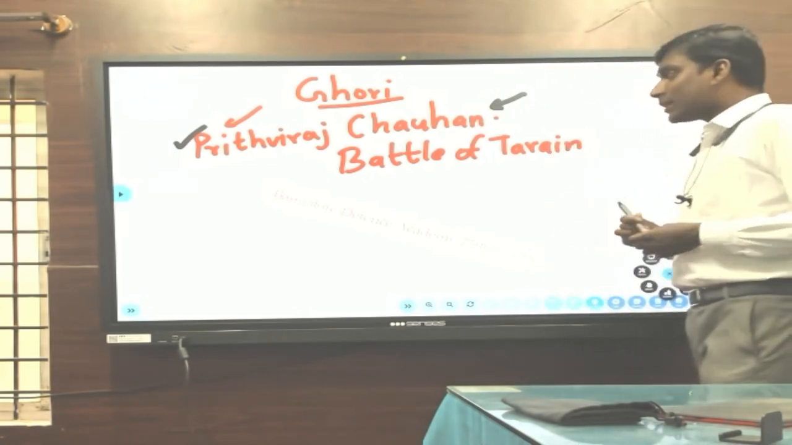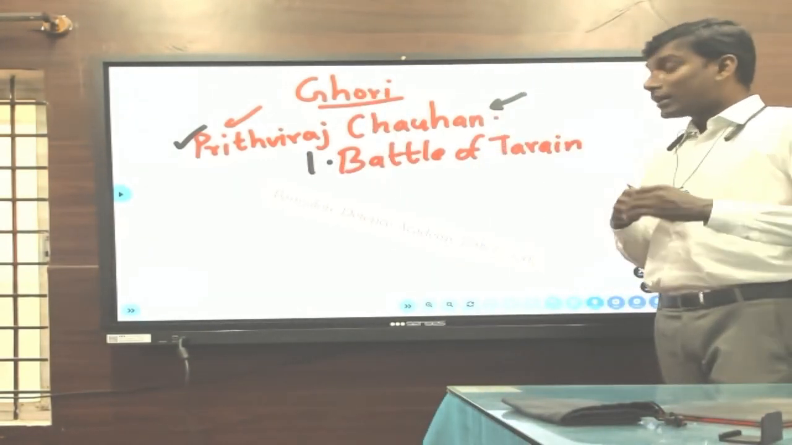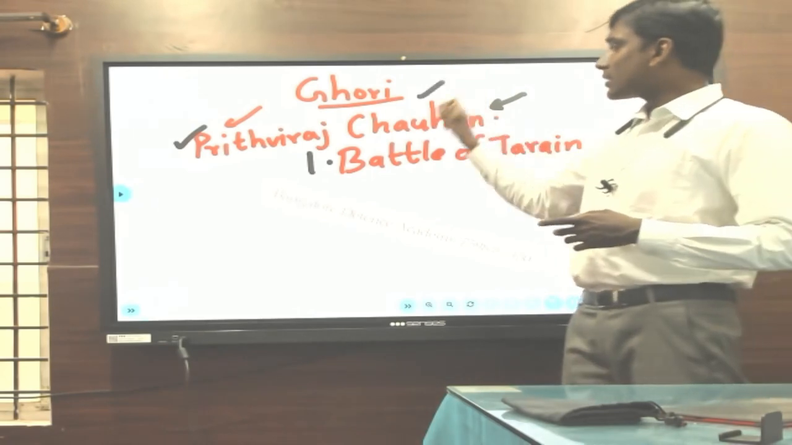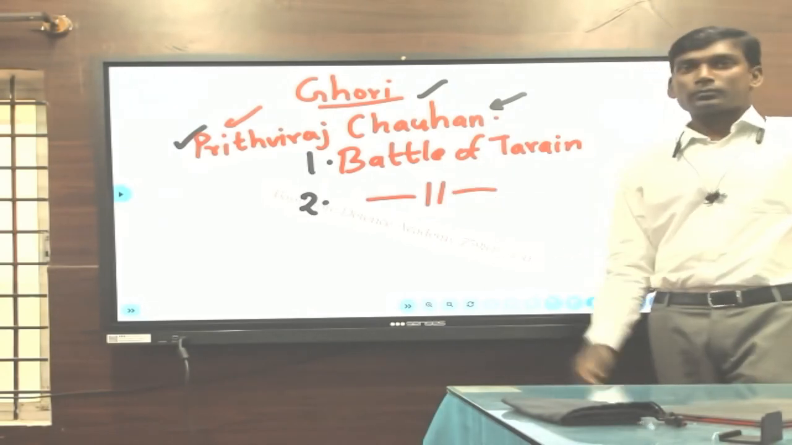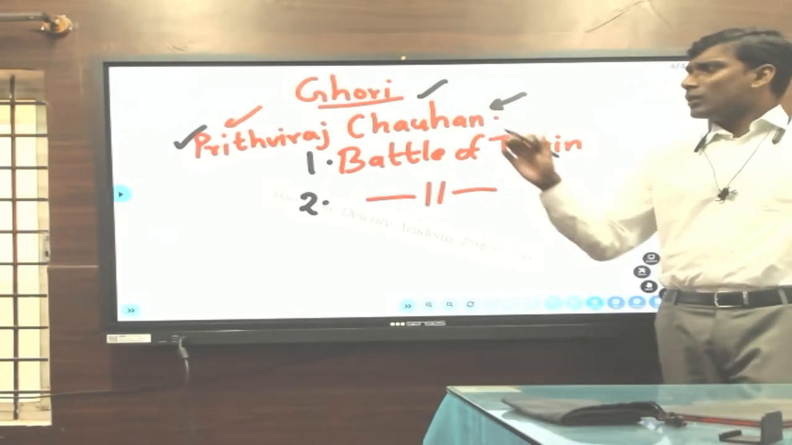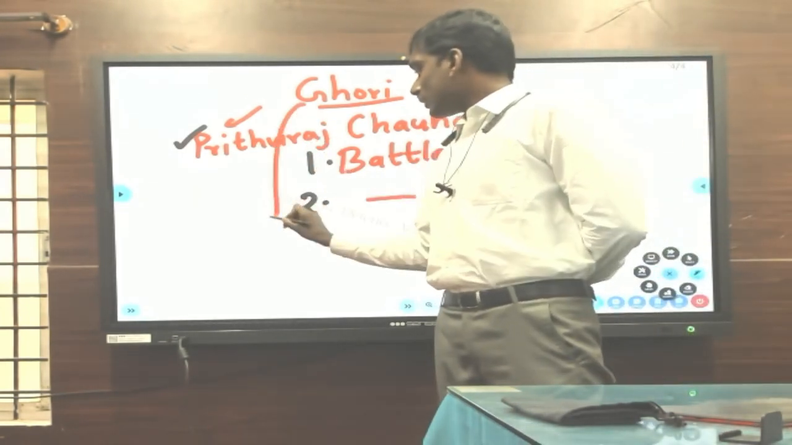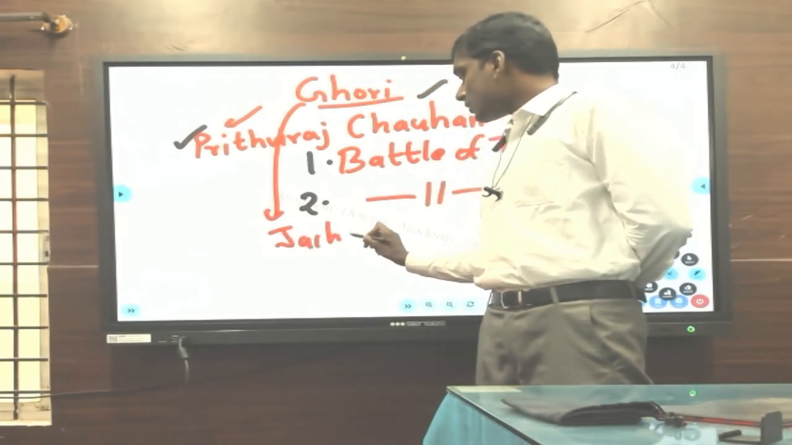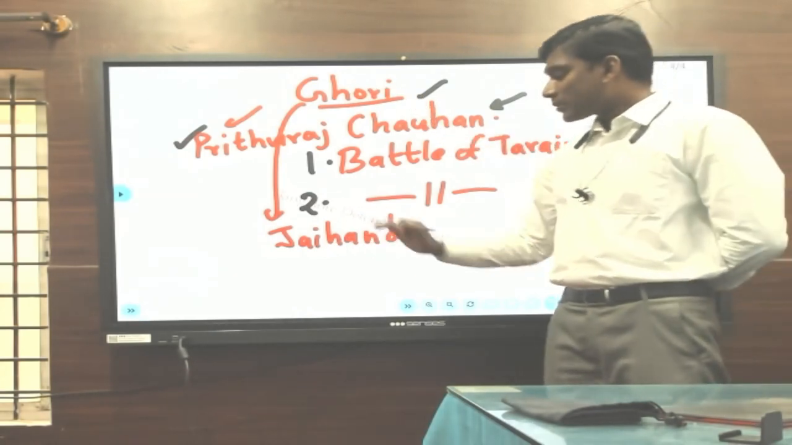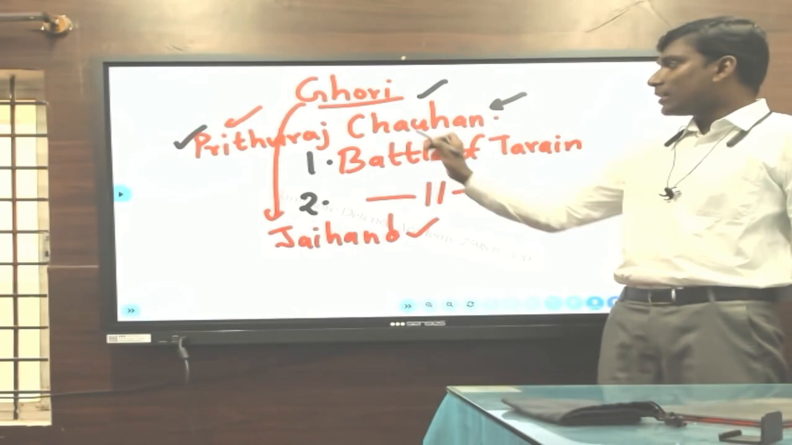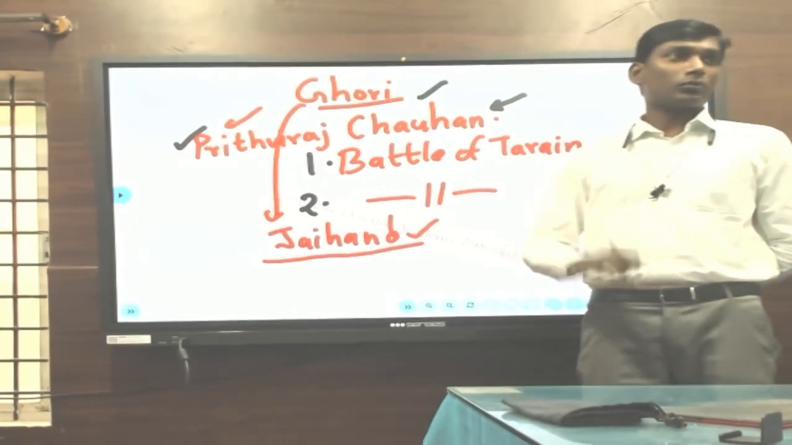Now, here there are two battles. The first Battle of Terrain was between Ghori and Prithviraj Chauhan. Again, after some months, Ghori decides, I will attack Prithviraj Chauhan once again. So the same battle, Battle of Terrain 2, now takes place. But Ghori is confused, how to defeat this Prithviraj Chauhan, he is very strong. Now what happens, Ghori comes to know that there is a relative of Prithviraj Chauhan, his name is Jaichand. What is his name? Jaichand. So Ghori joined hands with Jaichand and says that if you help me in defeating Prithviraj Chauhan in the second Battle of Terrain, you will become the king of this whole northern India.